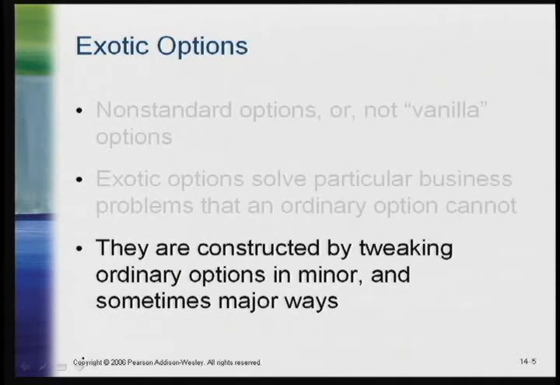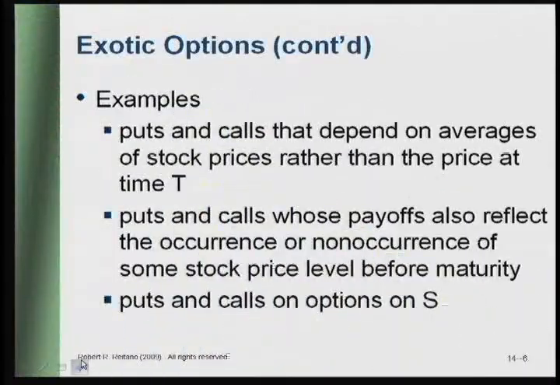Most of these options are easy to understand in terms of their definition, and what one does is tweak or adjust somewhat one of the parameters in a typical option like a put or a call, and we simply redefine what is being put or how it's being put and so forth. So we'll have some examples where puts and calls might depend on average prices rather than the price at expiry.